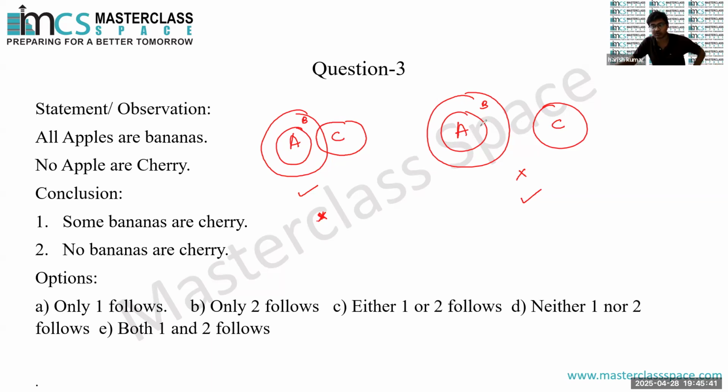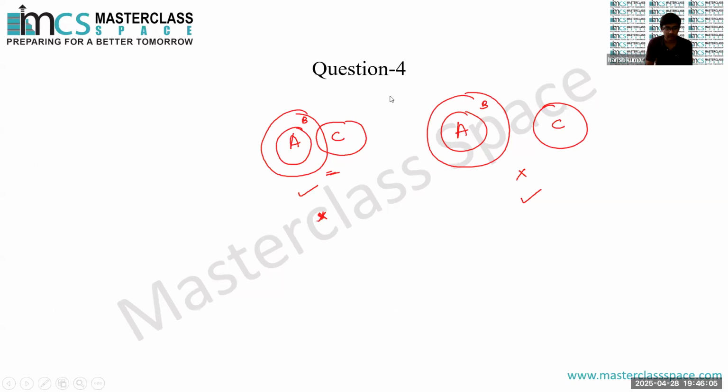So this is where you have to think. Either this or this, will it be the case? Either this will follow or this. So either some bananas will be cherry or no bananas will be cherry. Can you consider option C? All of you think about it.